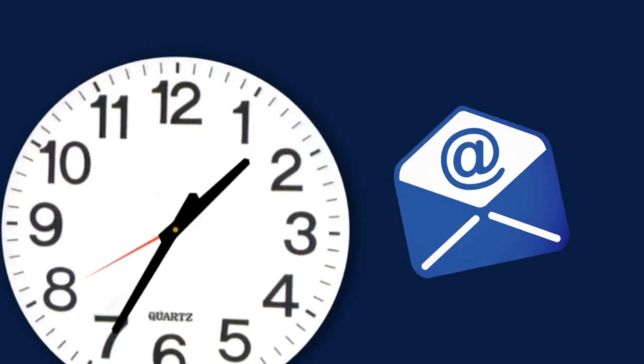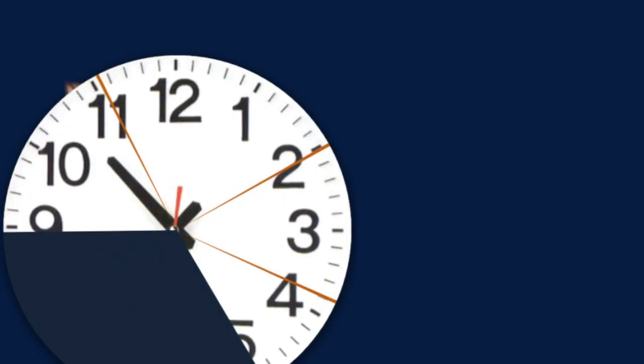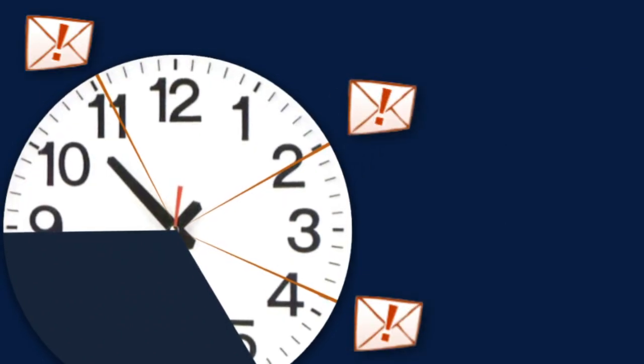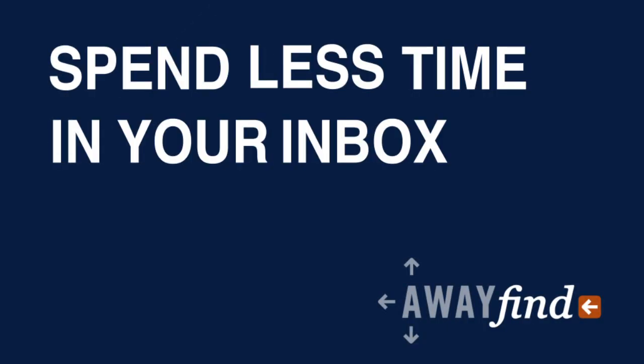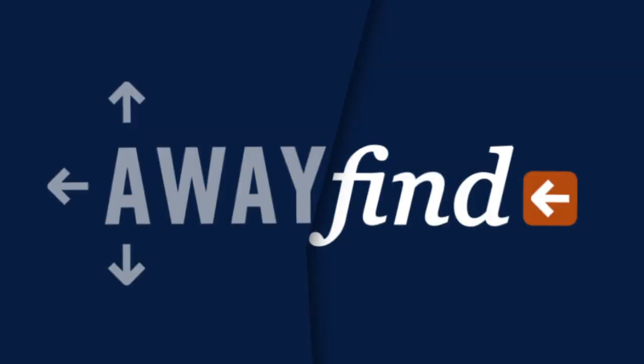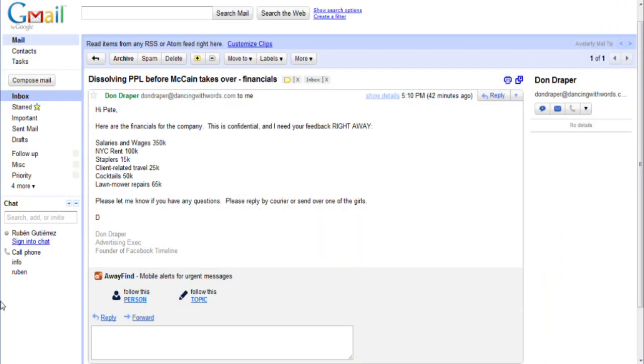There aren't that many emails that matter to us. But when you or your team check email throughout the day, you're losing 28% of your workday to constant email interruptions. Why not just be alerted by the messages that matter now? With AwayFind, you can spend less time in your inbox, but be more responsive to the people and the opportunities that matter right now. Our Gmail gadget for Google Apps makes this super easy.